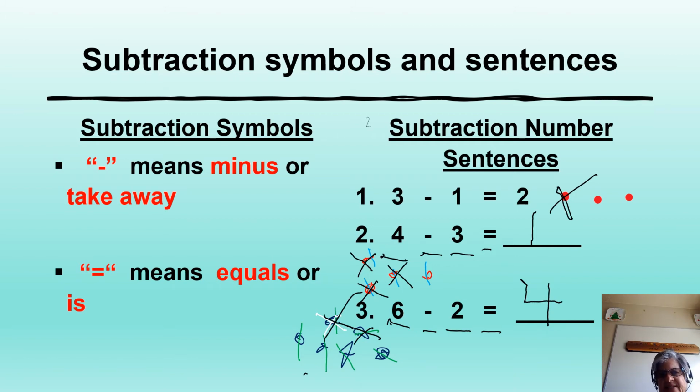Remember, the problem is 6 minus 2, and it equals 4 because we started the problem with 6. I drew 6 circles underneath. I made sure I had 6. Then I took 2 away. That means I crossed out 2. And I had 4 left. Now let's go to the next slide, please.